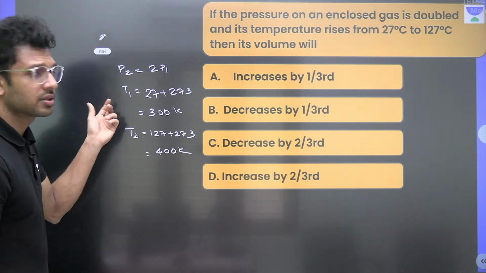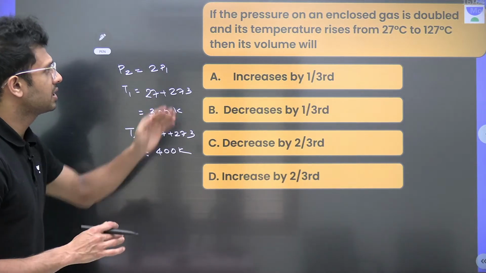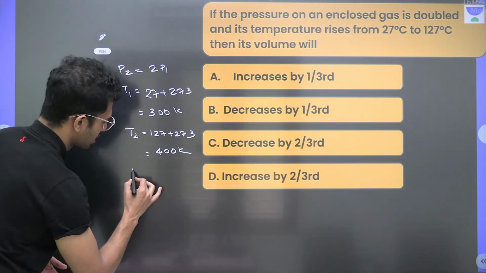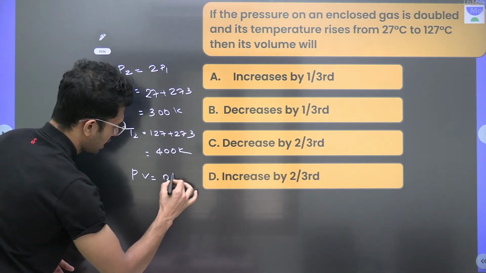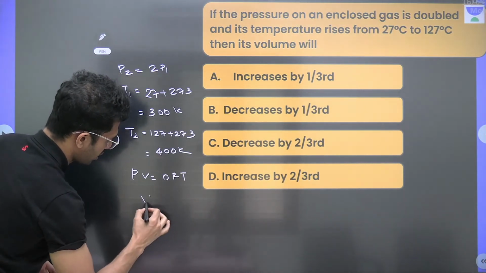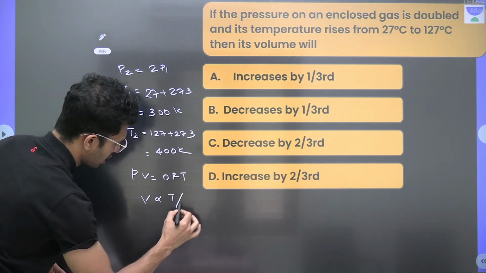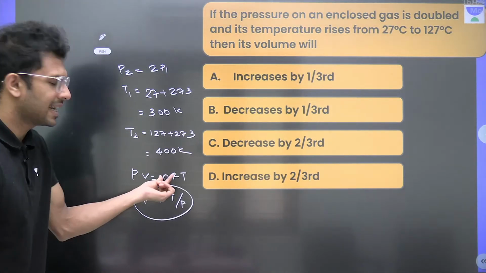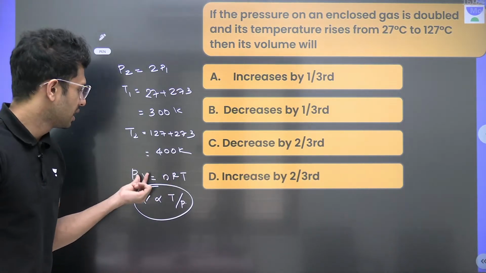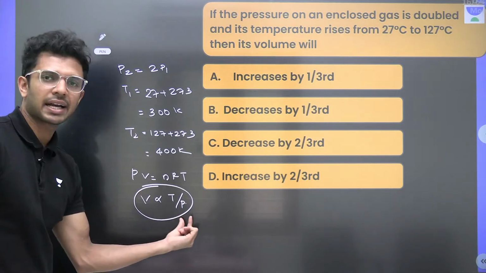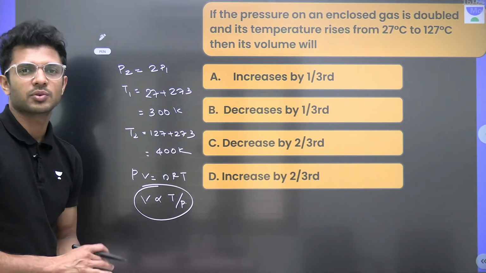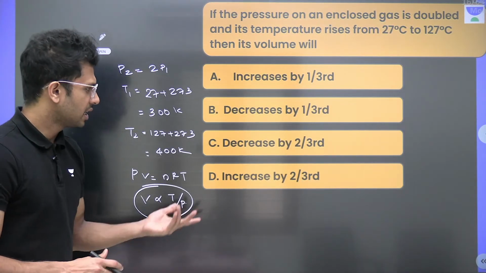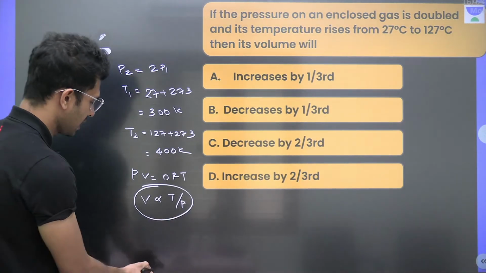Okay, pressure values, temperature values are given. Question is what happens to the volume. Which formula? As usual, PV is equal to nRT, or V is proportional to T by P. Any issue in this? n and R are considered as constants here. So V is directly proportional to T, and when P comes to the right hand side, that will be inversely proportional. Any doubt? No, right? Now what is left? Just start substituting and get the answer.